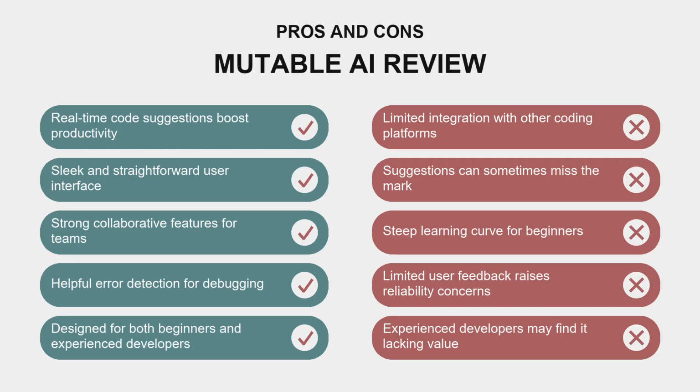On the positive side, Mutable AI's real-time suggestions can significantly speed up coding tasks, which is a big win for productivity. Its collaborative features are also a strong point, especially for teams. However, there are frustrations. The lack of clear integration options with other coding platforms might limit its usability for some.